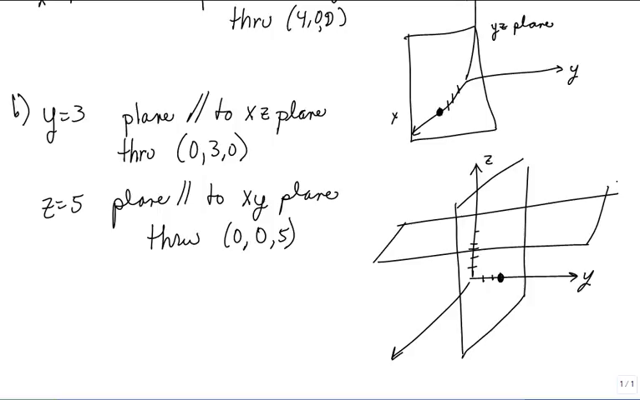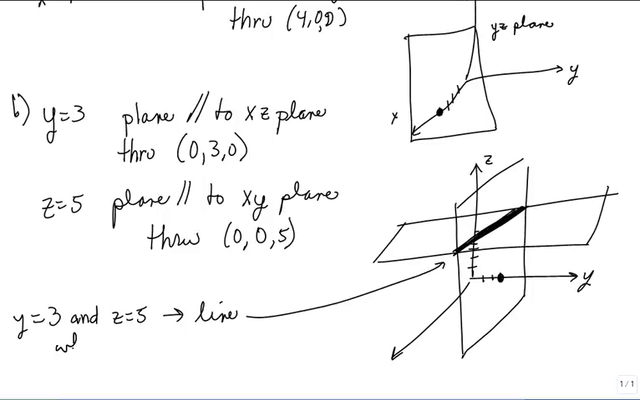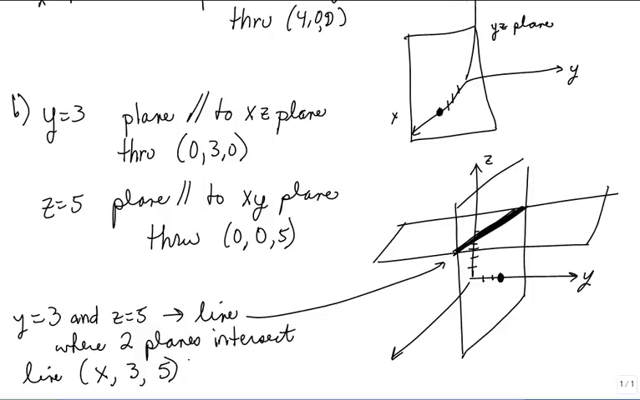And now, what do they both represent when you have y equal 3 and z equal 5? You get this line where they intersect, and that's right here. Where these two planes intersect. So it's the line where x can be anything. Y is 3, z is 5, parallel to the x-axis. So it follows the x-axis.